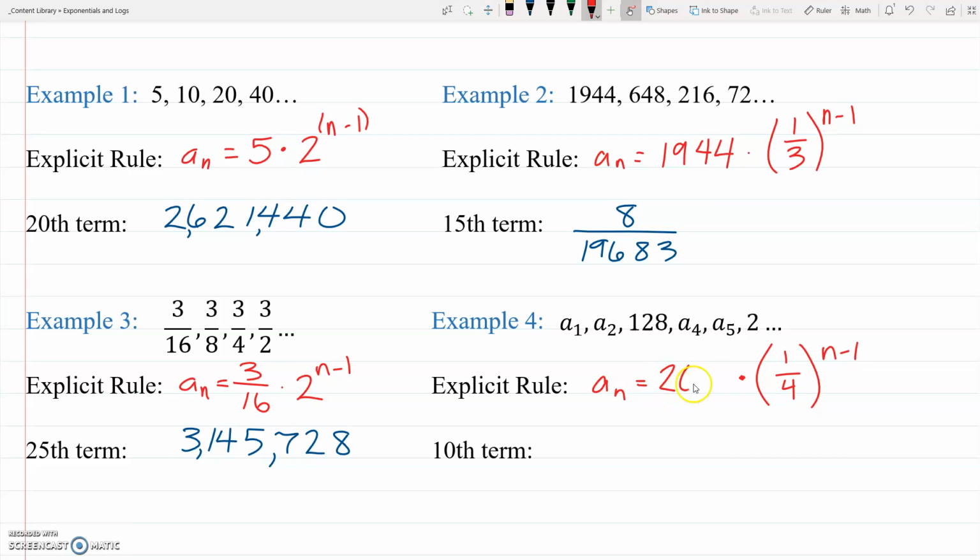Someone double check this for me. I believe it's 2048. I think it's 2048. Yep, okay, that has been confirmed.